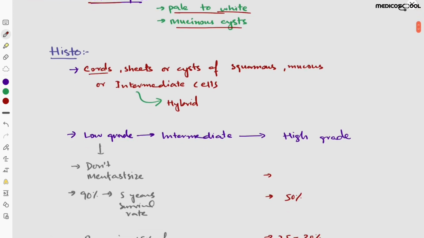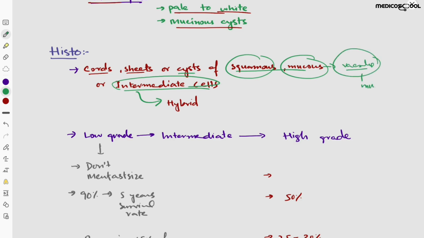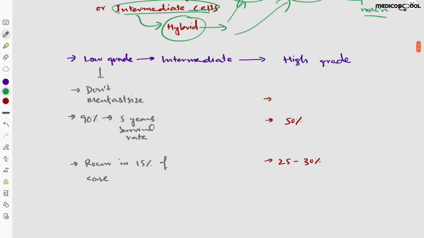Histologically, we can see cords, sheets, or cysts of squamous, mucous, or intermediate cells. As I have already discussed, it consists of both squamous and mucous components. Mucous in the sense that these mucous cells consist of vacuoles having mucin, and the intermediate cells, which are hybrid cells, have features of both the squamous cells and the mucous cells.